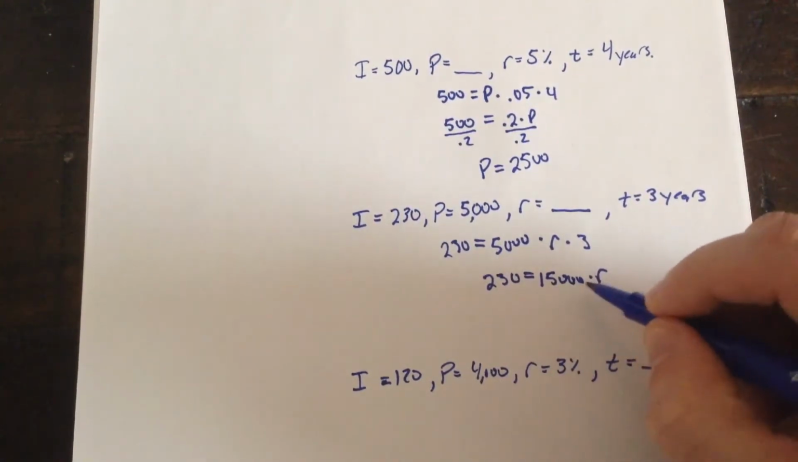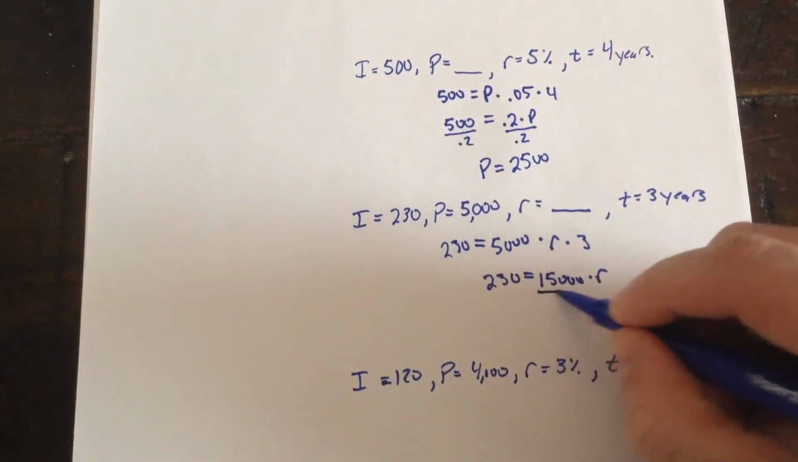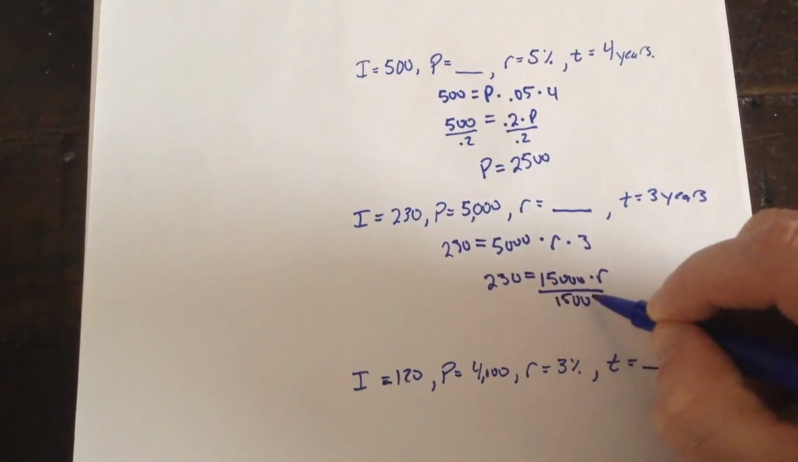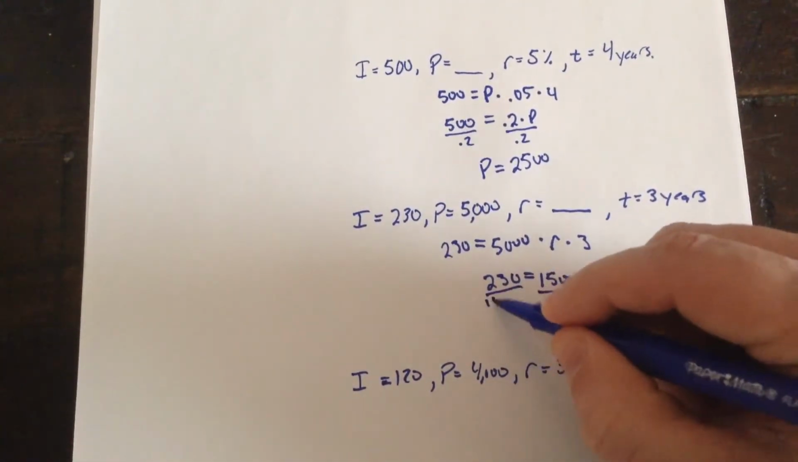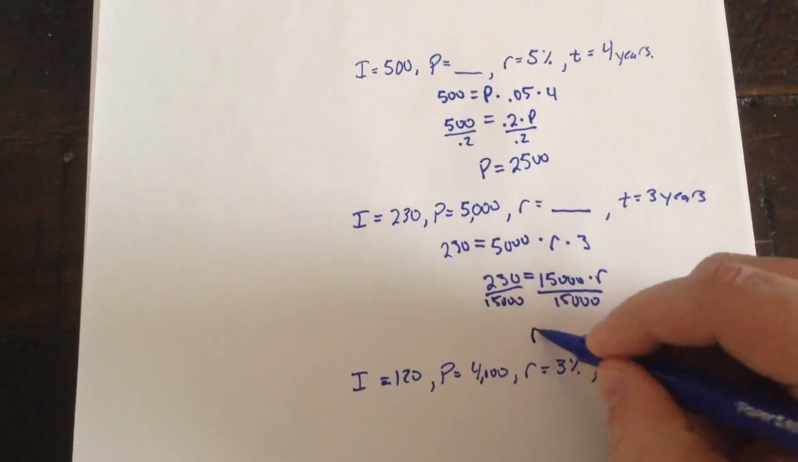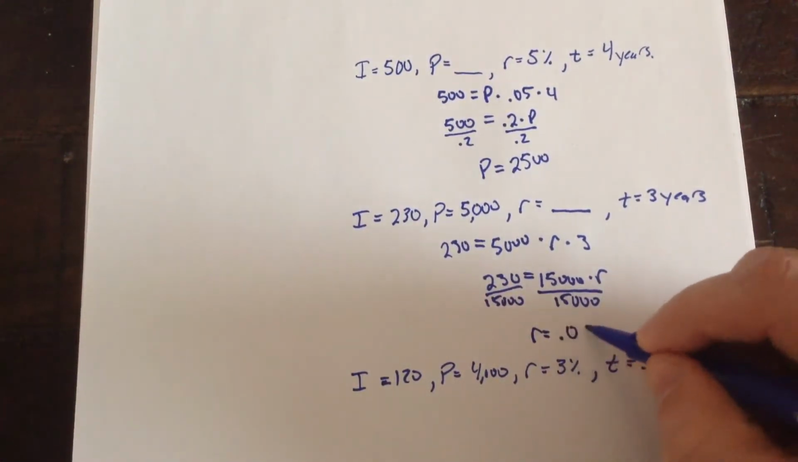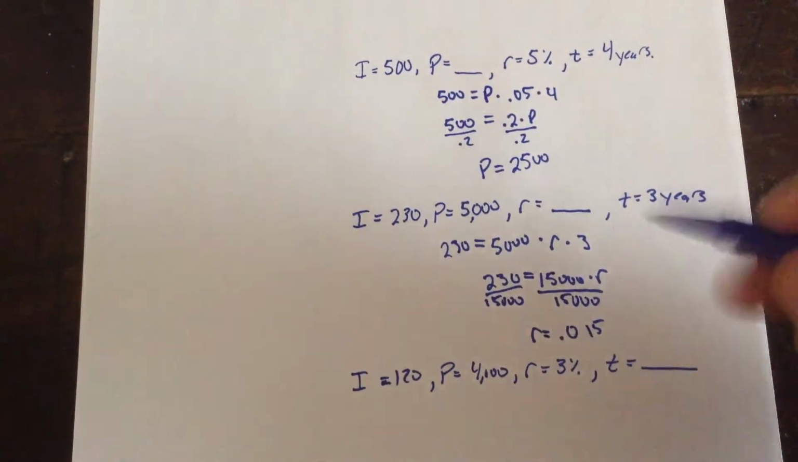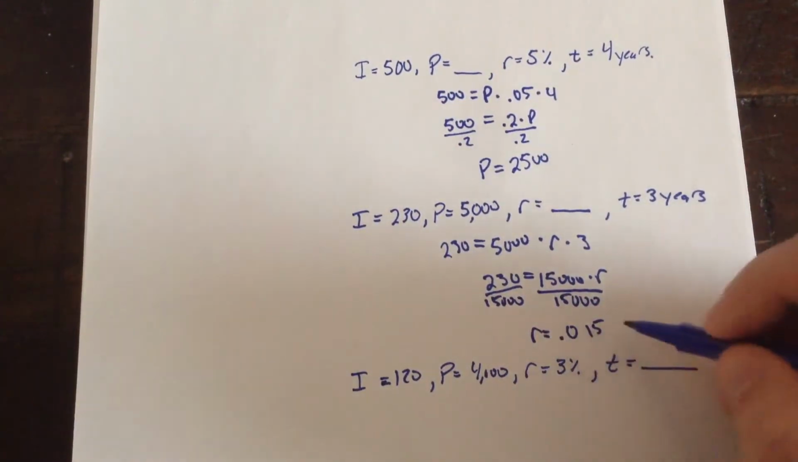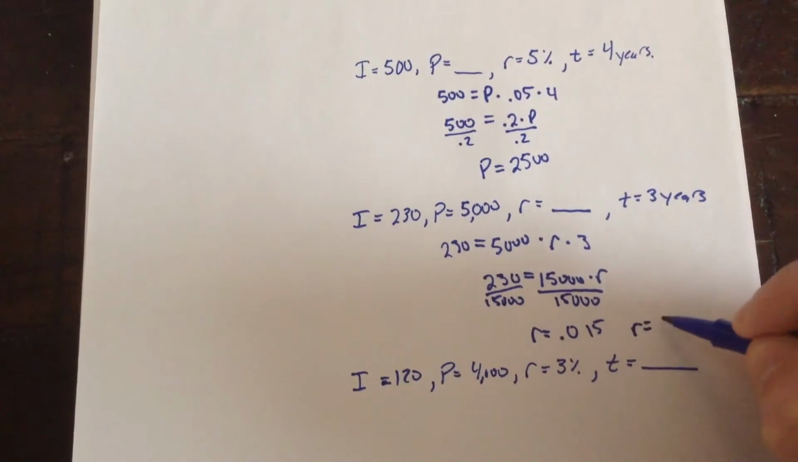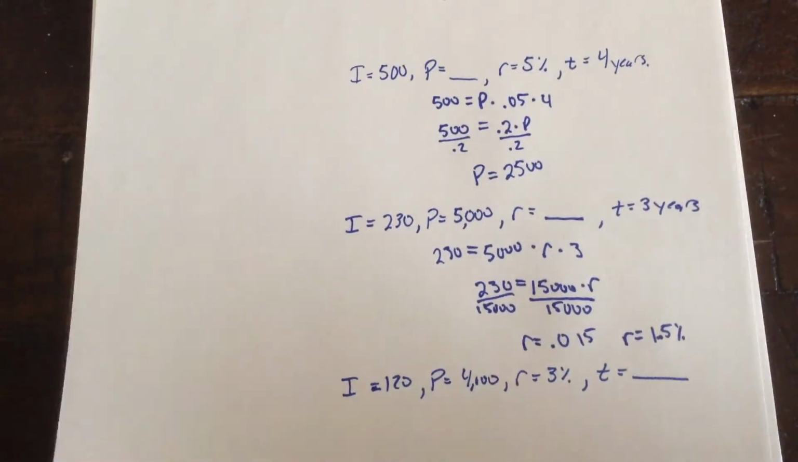Same deal, multiplication, so I need to get rate by itself, so I'll divide. So rate equals 0.015. I need to make that a percent, so I need to move it over 2. So rate equals 1.5%.